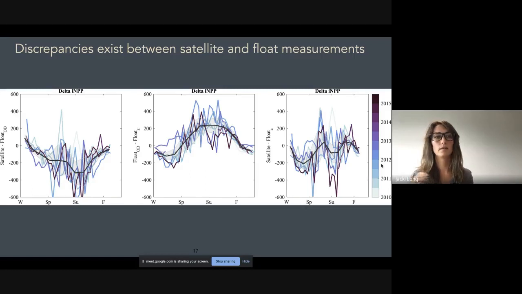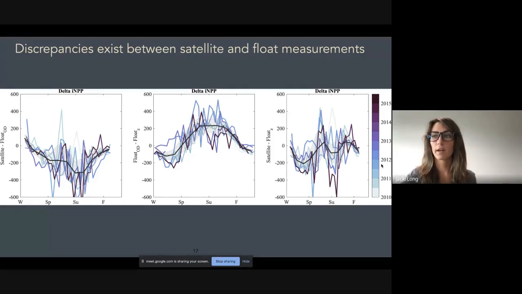And then instead of taking the difference of that minus the float derived estimate of NPP throughout the entire water column, we've taken just the float average data within the first optical depth and acted as though that was a proxy for what the satellite's seeing, and then used the same satellite method for CBPM to get an estimate of integrated net primary production. So essentially what we're looking at here is the differences between the input variables, so that first issue. And we see that there does seem to be a systematic seasonal discrepancy between the two.